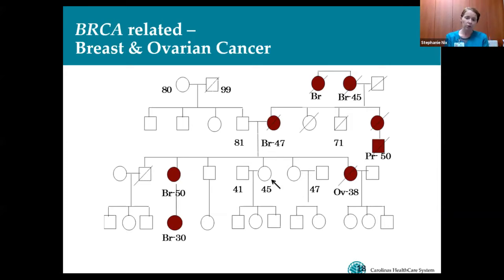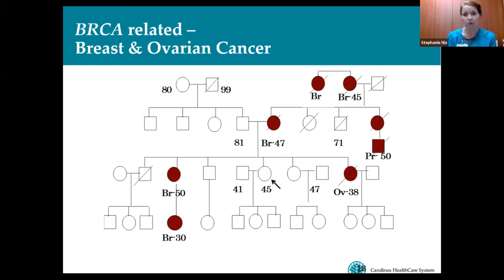So here's what a family tree might look like. This is a touch exaggerated, but you get the picture. If someone did have a BRCA mutation, so again, I'm the person with the arrow pointed at me, I might be 45 years old, and you can see here that I have 3 sisters and 2 brothers. And one of my sisters had breast cancer at age 50. One of my sisters died of ovarian cancer at age 38.